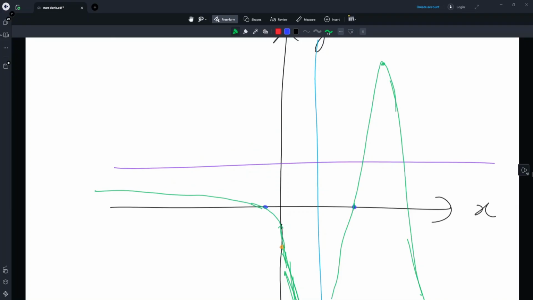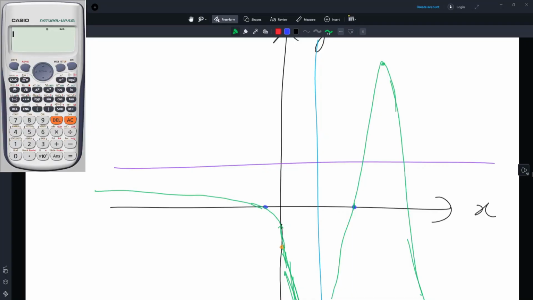How do I show this, by the way? Okay, I actually have to use my calculator for this. Give me a moment. One eternity later. Okay, here's my beloved calculator here.